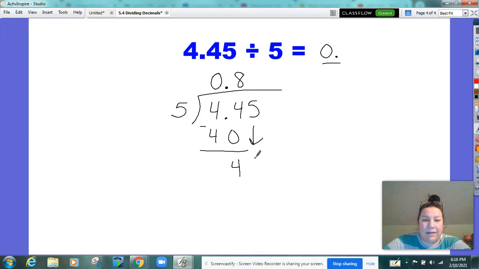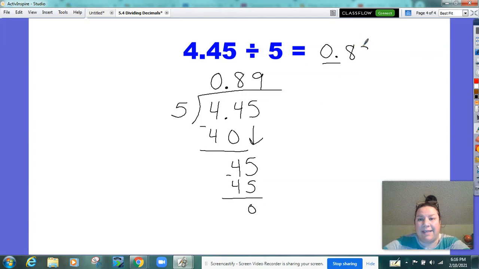And the last one, I'm going to bring down this 5. Well, if 8 groups of 5 was 40, then 9 groups of 5 is 45. So again, I do not have a remainder, and my answer would be 89 hundredths or 89 cents a person.